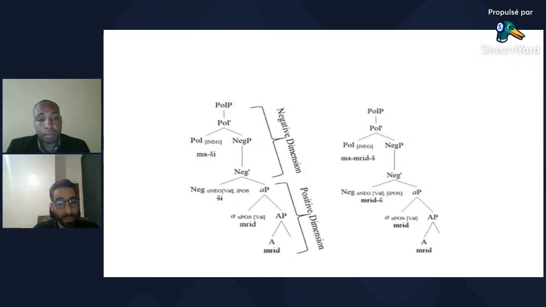On the other side, sh contains an interpretable positive feature. That's why we have marid move to sh, and then marid makes another movement to ma. We have ma marid. Okay, so it's like a feature-based approach. So features control this. If it is mashi, some features are missing. Mamret is due to some features that play a role in this movement.